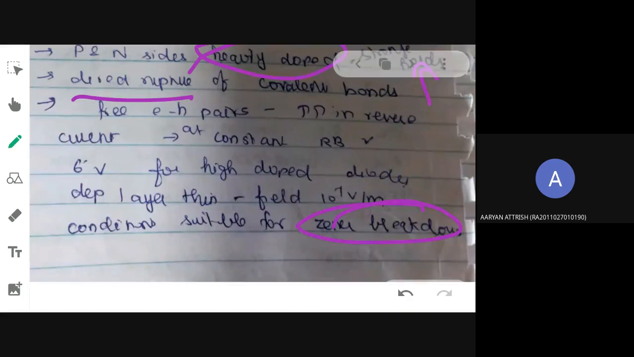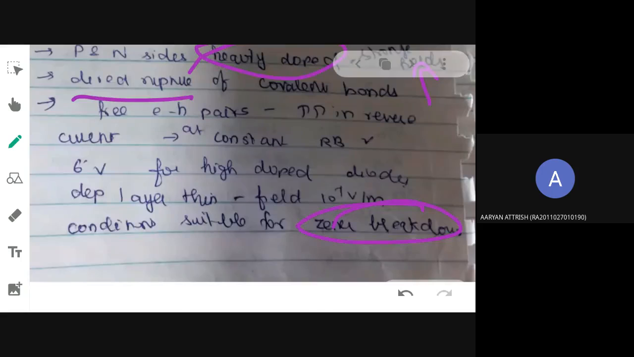Zener breakdown. In avalanche breakdown, covalent bonds are ruptured by a thermal process, that is by heat and light. But in Zener breakdown, the rupturing of the covalent bond happens directly because of the heavy doping and the high electric field, at about 6 volts. That is how these two types differ, and here the depletion layer will be very thin.